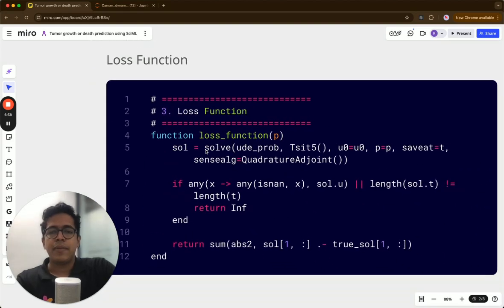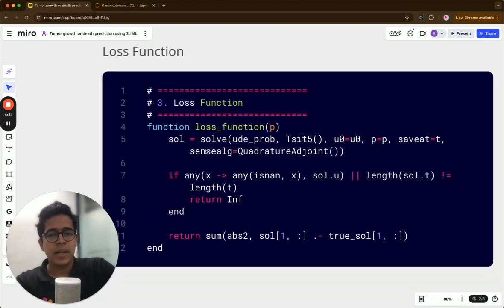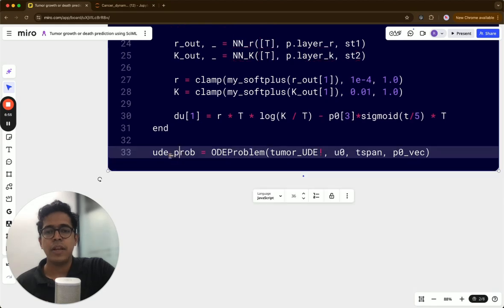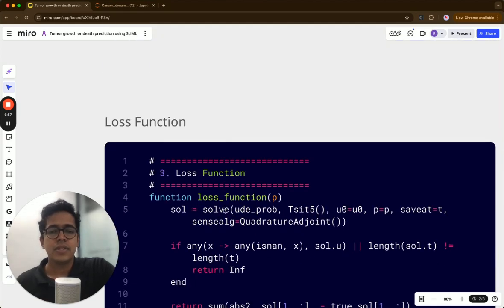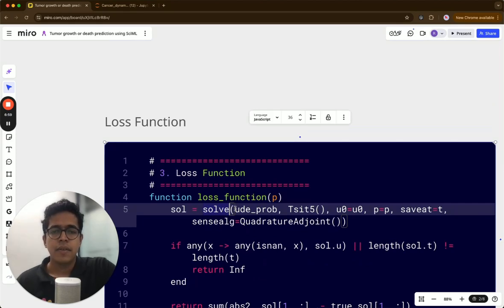Then you define the loss function. The loss function is a mean squared error loss, right? For getting the loss function, you need to know the actual value of tumor size and the UDE predicted value of tumor size. The UDE predicted value of tumor size is obtained by solving the UDE problem defined above. So this is the UDE problem definition, and this is the solution. You are calling the solver with the UDE problem as the problem and fifth order Runge-Kutta. This Tsit5 is nothing but a fifth order Runge-Kutta. It's called the Tsitouras Runge-Kutta fifth order solver. It's used in Julia.